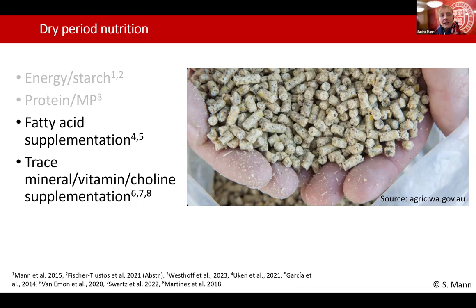Certain data would suggest that this is beneficial to get more of the trace minerals, more of the vitamins such as vitamin E into the calf for the immediate transition from intrauterine to extrauterine life.